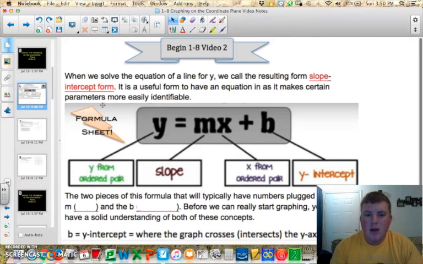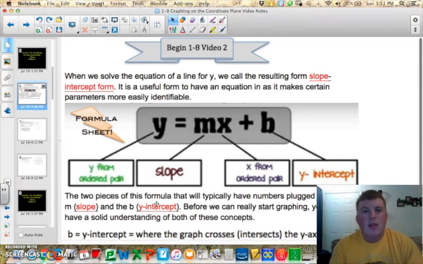So we have a handy little graphic here that breaks down the four pieces that this equation gives us. Now, only two of these will you normally see numbers plugged in for. Typically, your y and x will be left as just y and x, as they can represent any ordered pair. However, the m is going to represent our slope, which is going to be how much we're going up or down on the line, and b is going to be our y-intercept. So before we can really start graphing, we need to focus in on these two characteristics and see how they can be helpful to help us graph these equations.